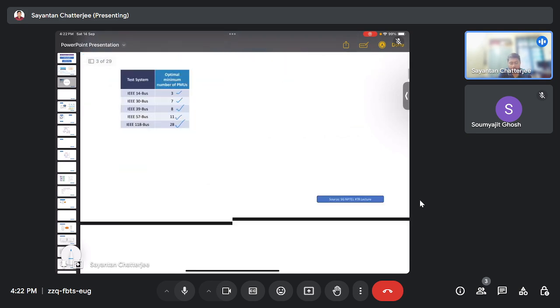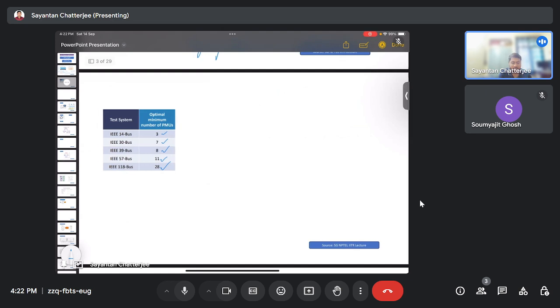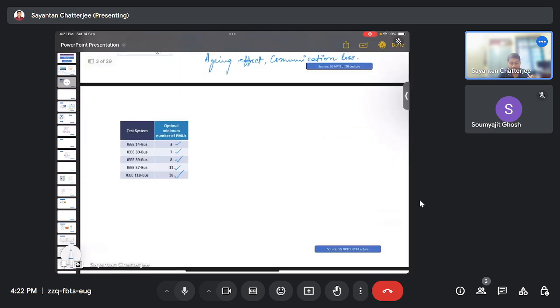So overall we can see that the network contains 14 buses, but only 3 PMUs can make the entire system observable, and this condition is not considering the case of redundancy.